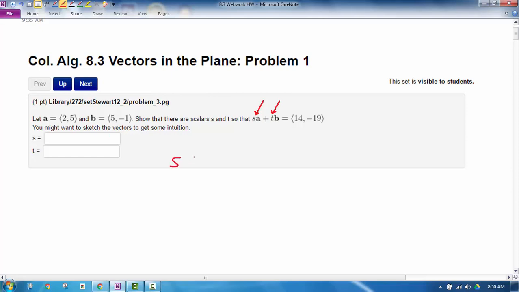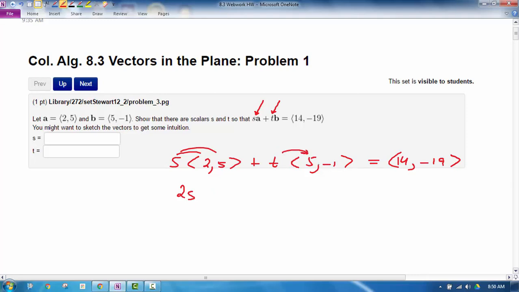So I'm going to have some number s times vector A, which is <2, 5>, plus some number t times vector B, which is <5, -1>, equals <14, -19>. Now from there, you can distribute, because one of the properties we learned about in the notes on vectors is that when you take a scalar, which is a number, times a vector, you just multiply it through. So what you're going to have is 2s, and I'm going to also group the x's together. So I'm going to do the same thing here.